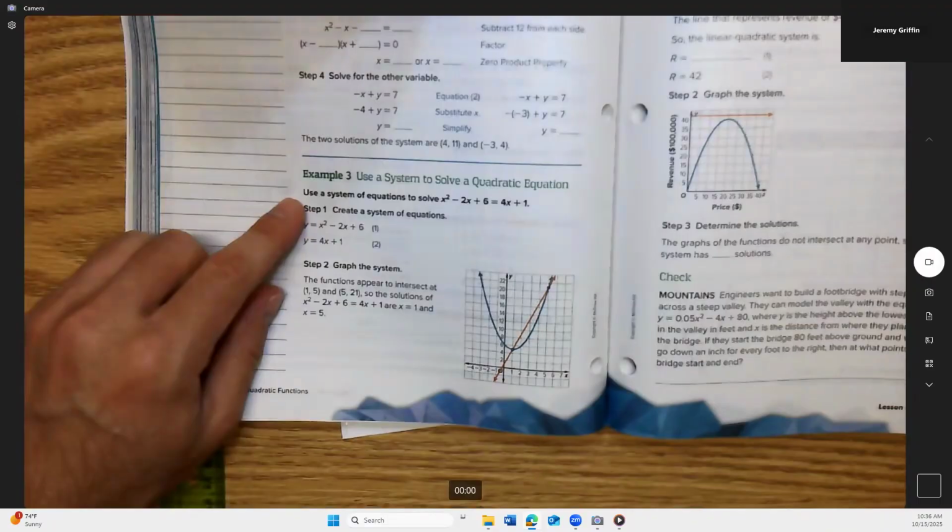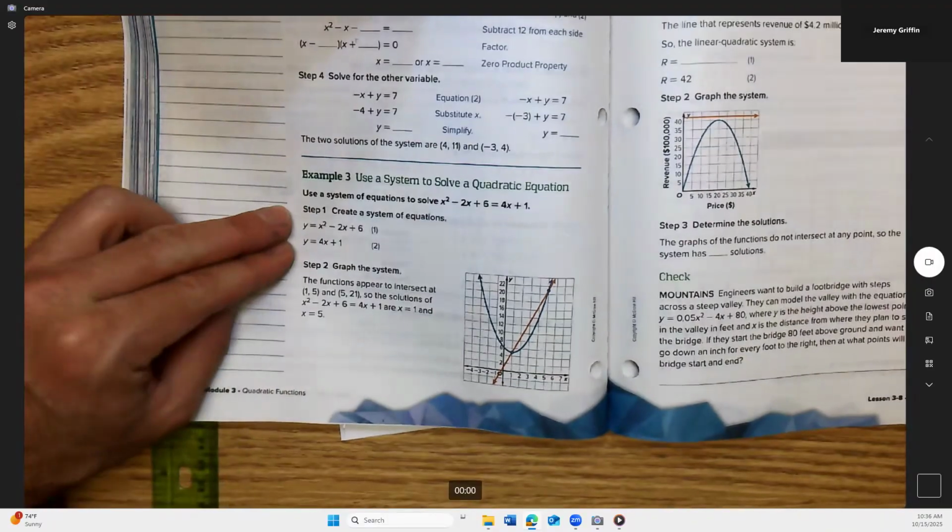All right, so let's look at one of these. What I really like about example 3 is that they give you system equations to solve.